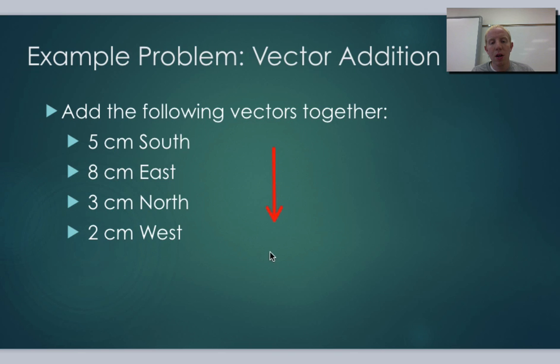Okay, then we have 8 centimeters to the east. So again, protractor. Make sure you're using a proper scale. It's going to look something like that. Okay, then 3 centimeters to the north. Again, I'm not promising it's perfect or anything. And then, last of all, 2 centimeters to the west, which would look something like that.